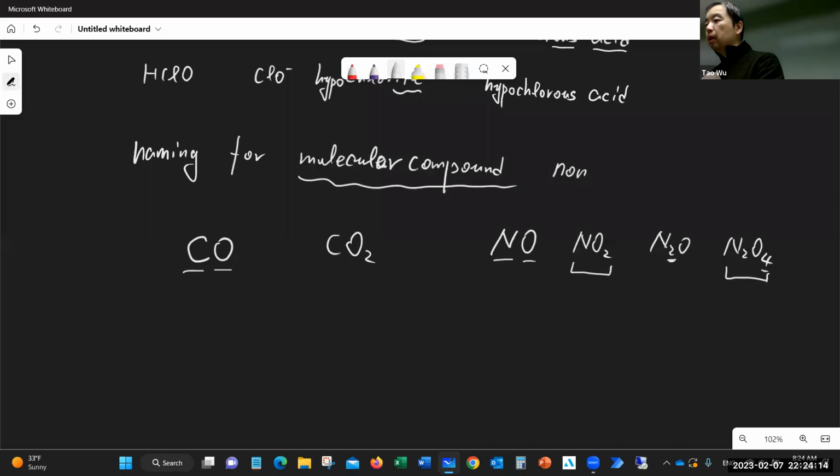A molecular compound is made by a non-metal plus a non-metal. Both of those are non-metals, so when they attach to each other, it is not with ions. So when we talk about those, we need to specify how we name the first atom and how we name the second atom.